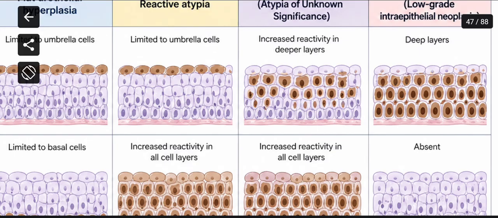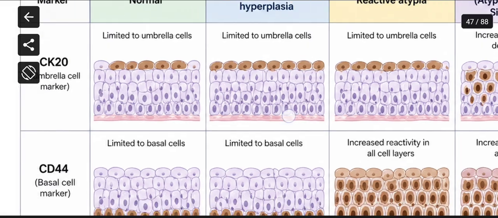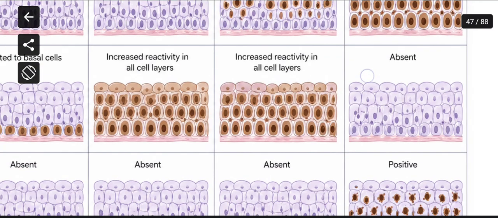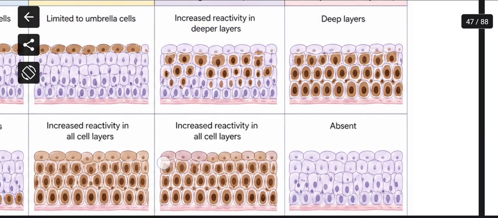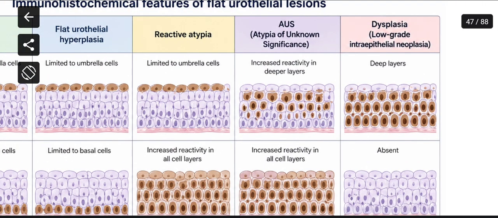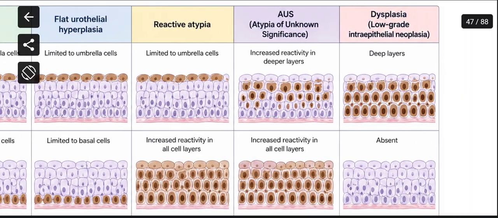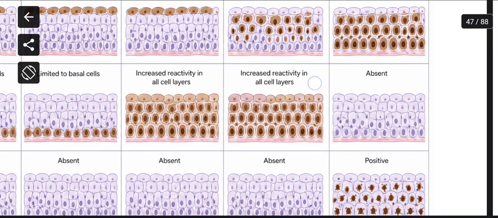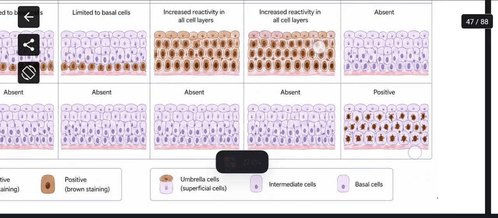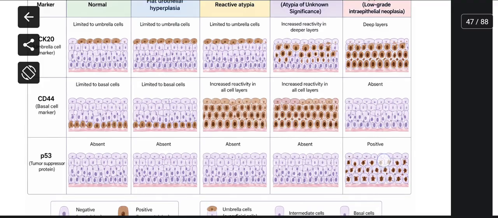In AUS, CK20 can even be seen in deeper layers, not only limited to the upper layers. CD44 is full thickness, increased in all layers, but again P53 is still wild type. In the dysplasia case, CK20 can come in the lower layers as well. CD44 is absent, right? And TP53 will be wild type.